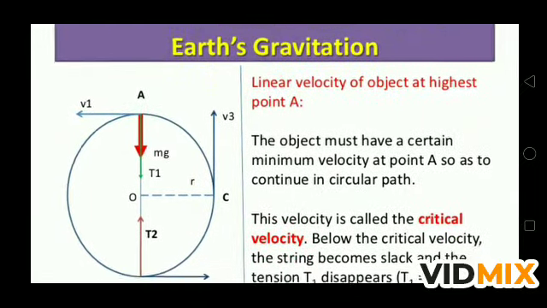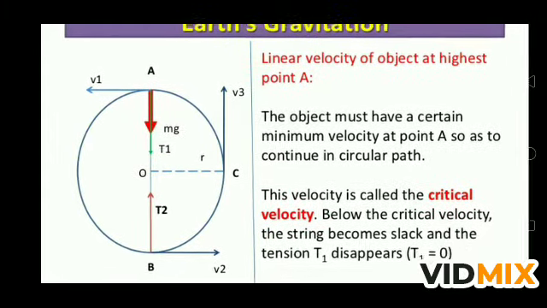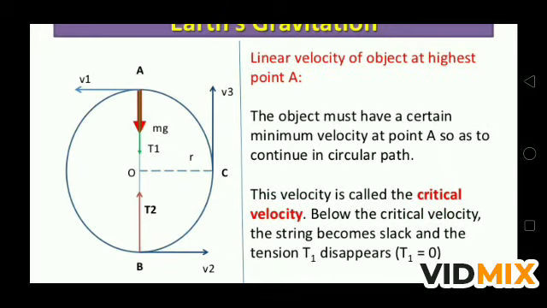Now, what is the linear velocity of the body at the highest point? If you see the object at point A, to complete the vertical circle, as we had seen with the giant wheel in the circus, the object must have a certain minimum velocity at point A so as to continue the circular path. Means the body cannot slack down. The body has to complete the full rotation, meaning it has to pass the point A. So to pass the point A, it should have a certain minimum velocity.